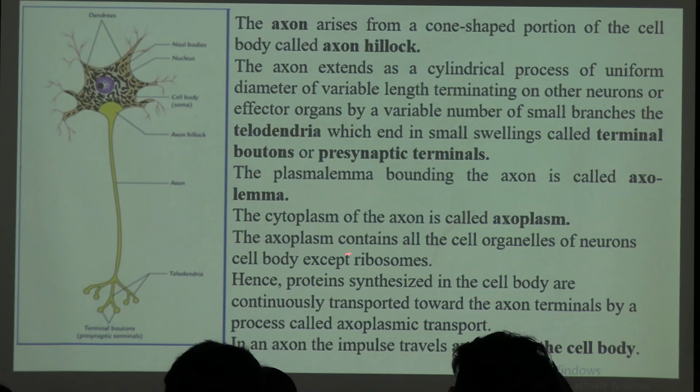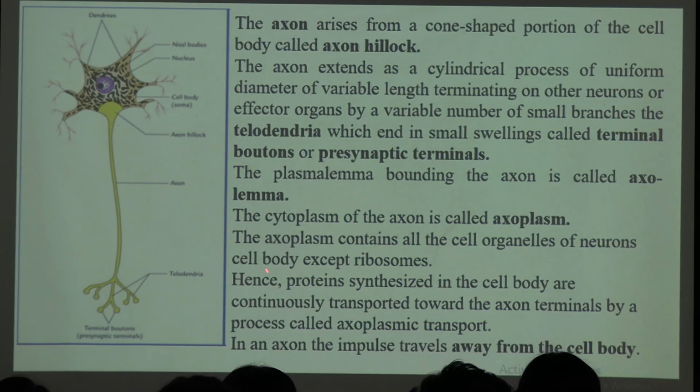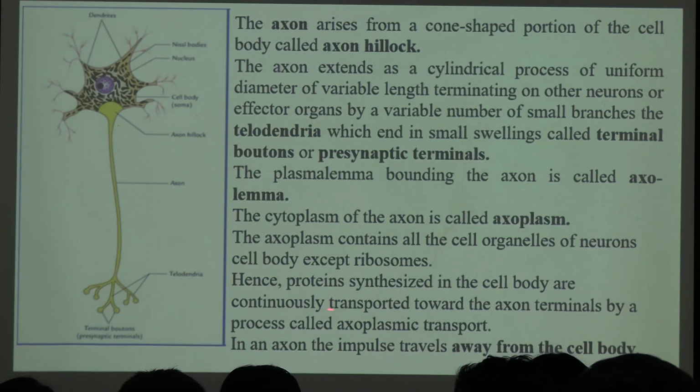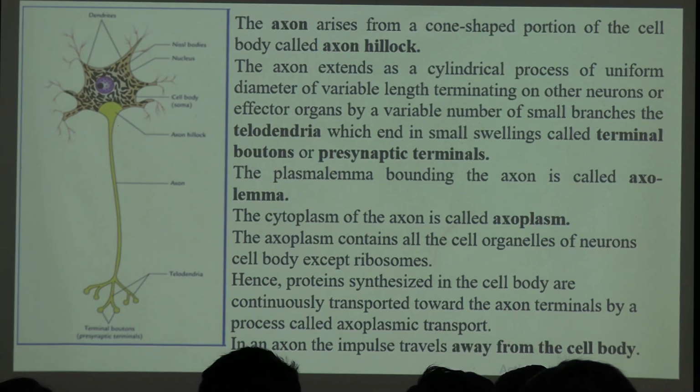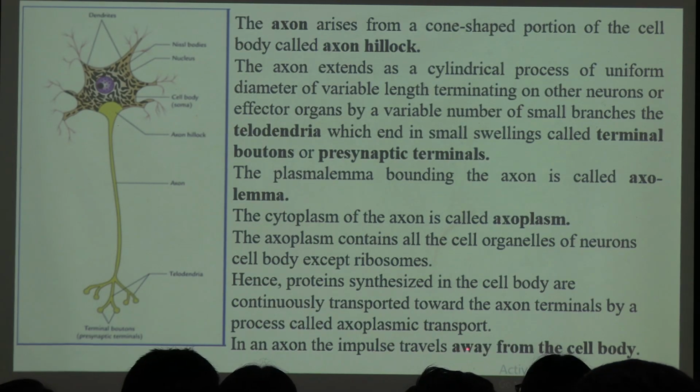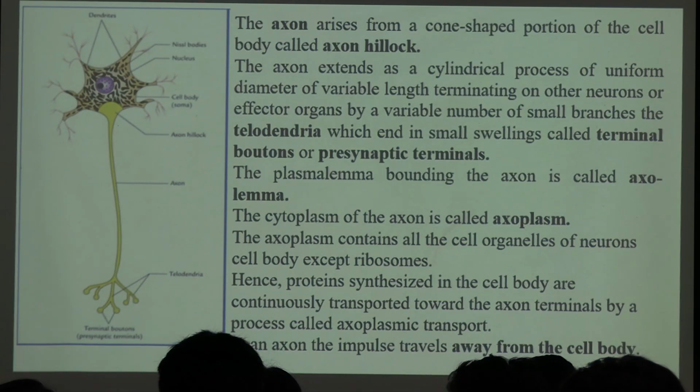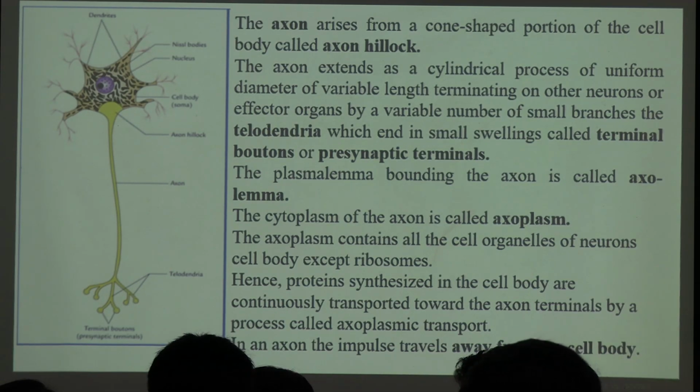In the axoplasm, cell organelles are present, everything except the ribosomes. The proteins synthesized are transported through the axon terminals by axoplasmic transport. And here the impulse travels away from the cell body. So that is one of the important differences between the axon and the dendrites.